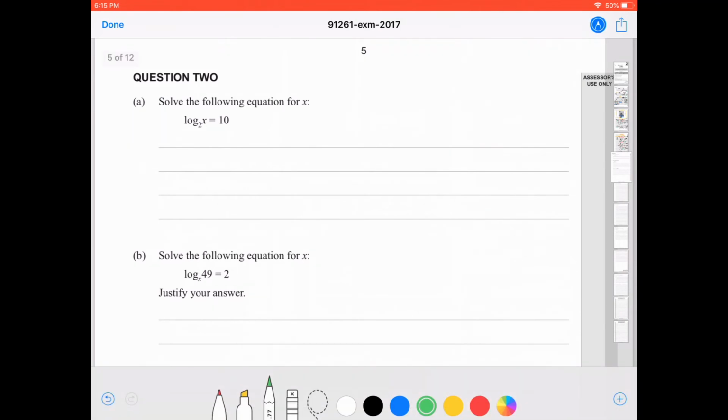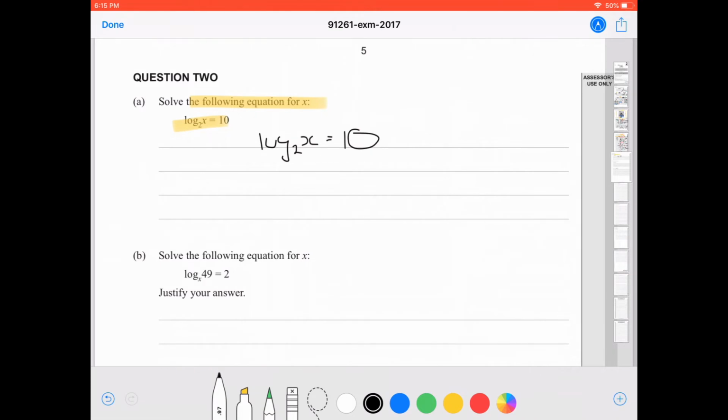So, question 2a, solve the following equation for x. We're dealing with logs here. Log base 2 of x equals 10. Hopefully you would know your log rules going into this test. We can say 2 to the power of 10 equals x.